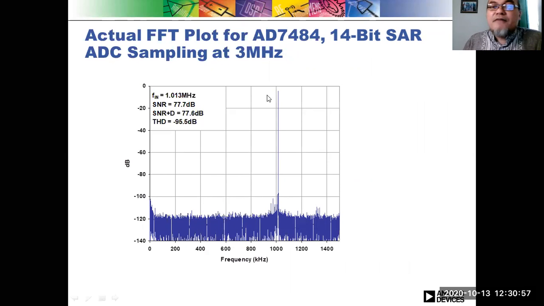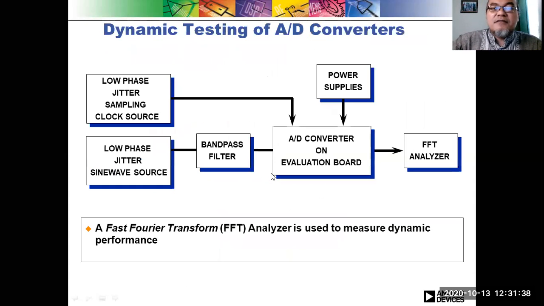The input frequency is, for example, here 1.013 megahertz. This will be the signal, and the noise will be here, all this random wide spectrum signal. You see here that the signal to noise ratio, calculated from here, is negative this level, 77.7 decibels. Then signal to noise ratio plus D. What is D? I think it's the distortion, from the definition.